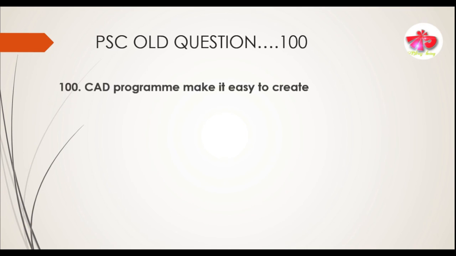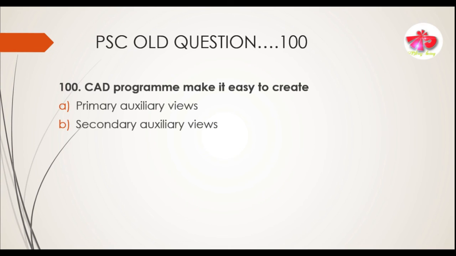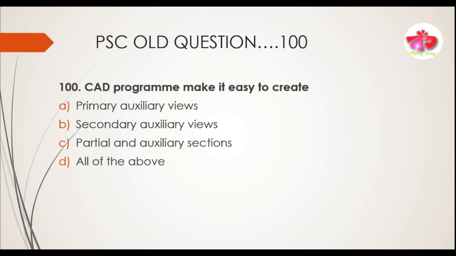So 120 will be the value of each angle in regular hexagon. Question number 100. CAD program makes it easy to create: option A, primary auxiliary views; option B, secondary auxiliary views; option C, partial auxiliary views; and option D, all of them. So friends, this CAD program makes it easy to create all of them. So it will make easy creating primary auxiliary views, secondary auxiliary views, the partial and auxiliary sections. So option D will be the correct answer.